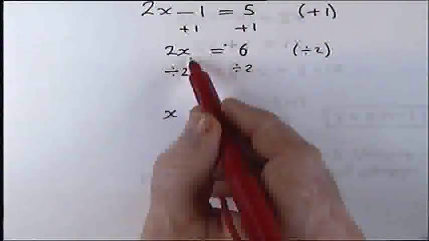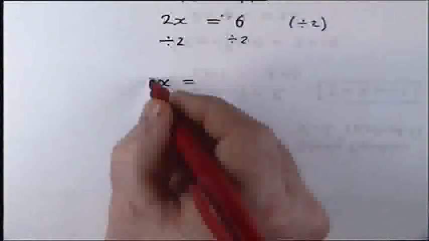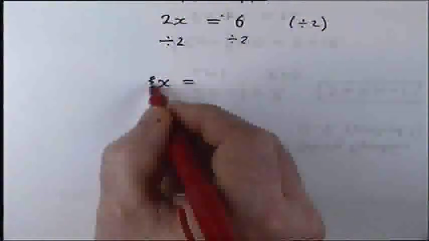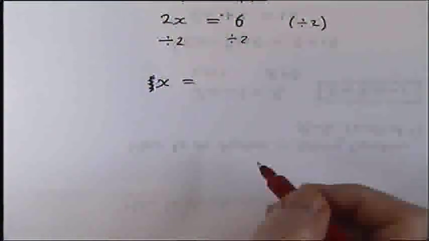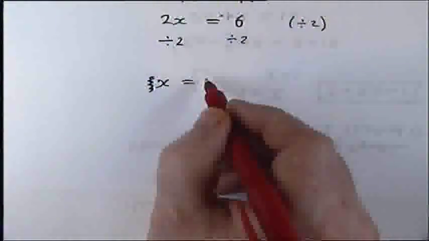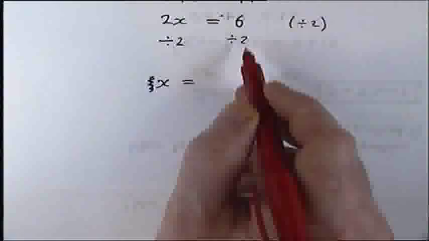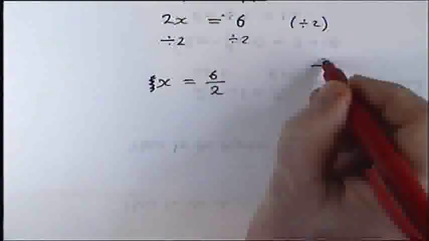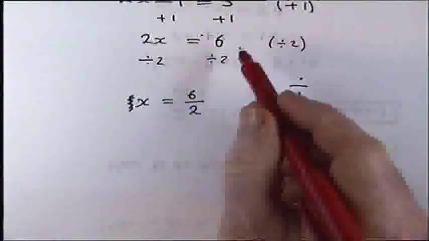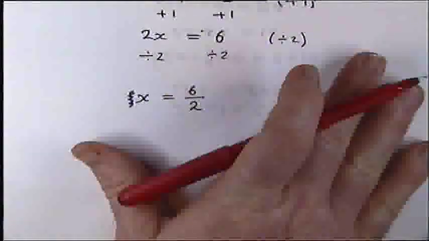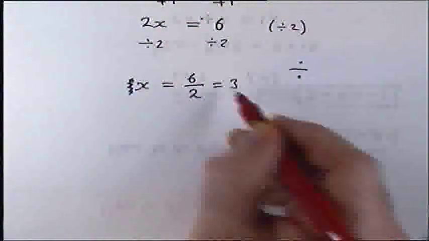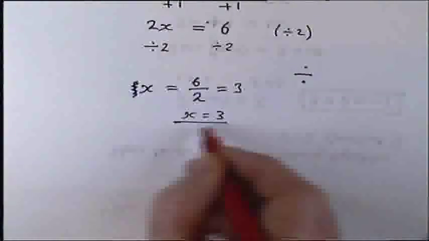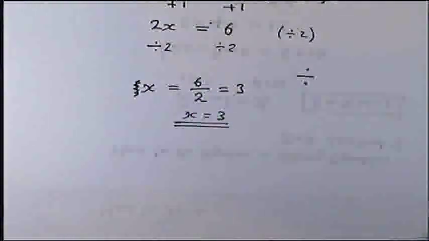So if you divide 2x by 2, then you're left with 1x. Now remember, we could have written 1x like that, but most times we don't need to write the 1, so we don't write the 1. And 6 divided by 2 is 3. Now if you weren't sure what 6 divided by 2 was, you can always write it like that, because remember the division symbol looks like a fraction with the number above and below, because divisions and fractions are the same. And then 6 divided by 2 is 3. So x equals 3. Now the reason why I show you that is later on, when you get some answers which aren't whole number answers, then you can leave them as fractions.